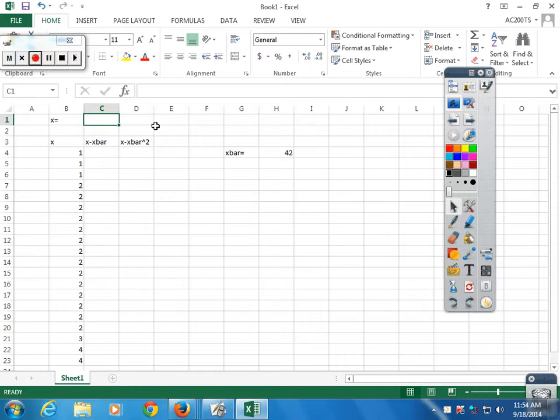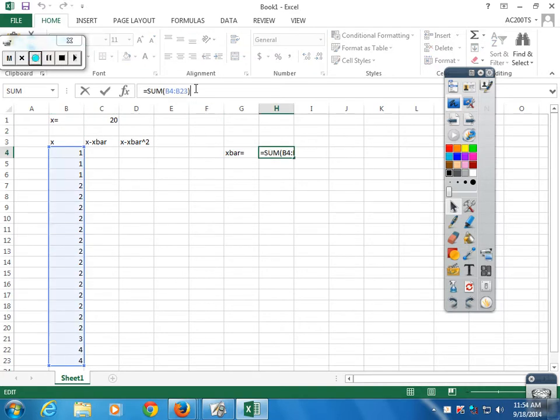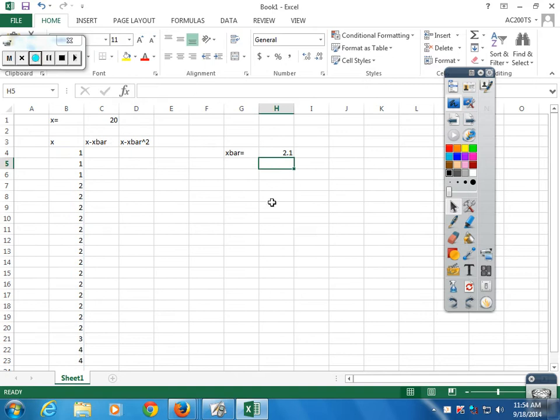X is equal to 20. So divide by 20, and there's your x bar. So each one of these, we're going to subtract x bar. And what do you got to do to lock it? What do you have to hit? Up top somewhere. You can get a data. F4. And that gives you all those numbers.